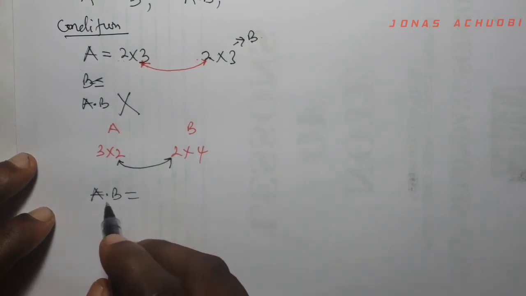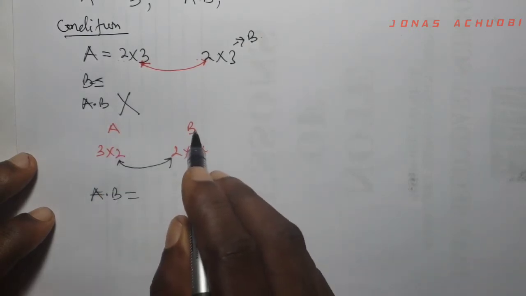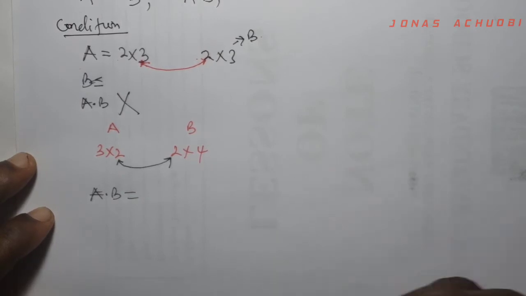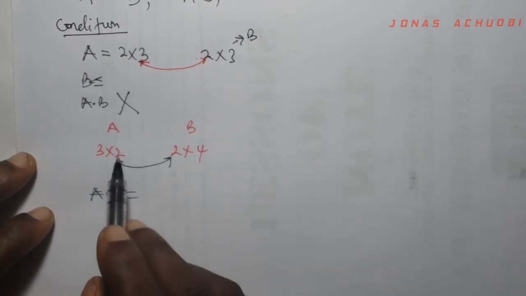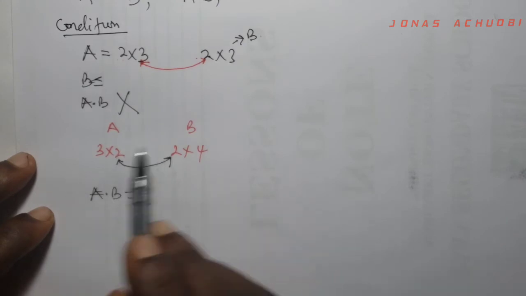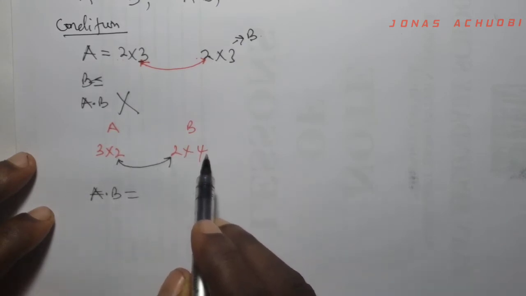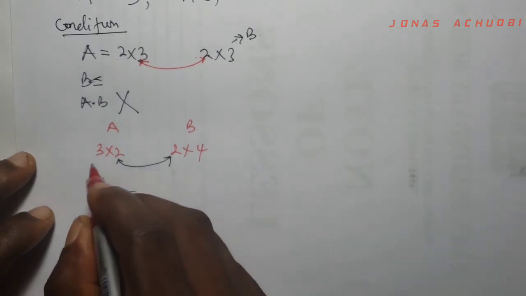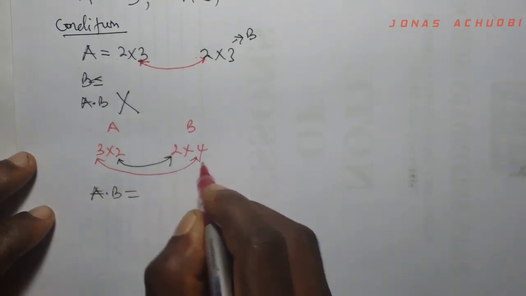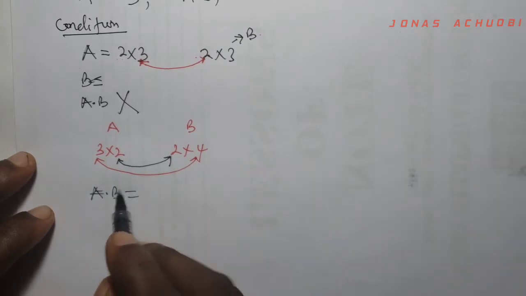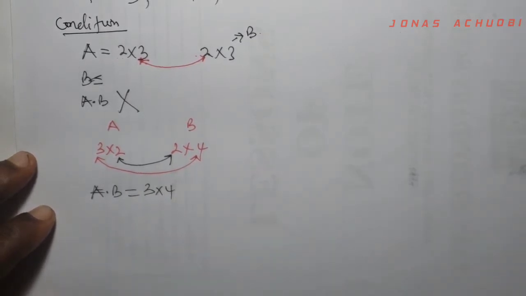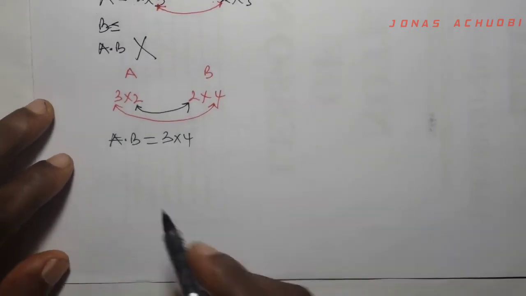Now, if A and B can be multiplied, the question is, the new matrix we are going to obtain, what will be its dimension? If a 3 by 2 matrix is multiplied by a 2 by 4 matrix, then what we're going to get will be a 3 by 4 matrix. So A times B will be a 3 by 4 matrix. Hope it's clear. Let me take one more illustration.